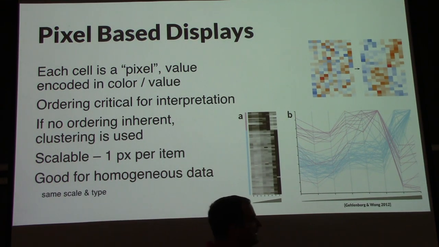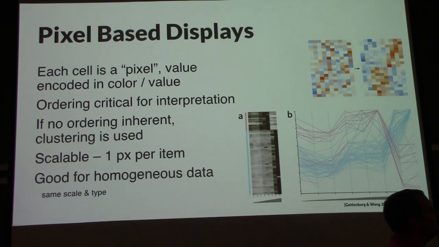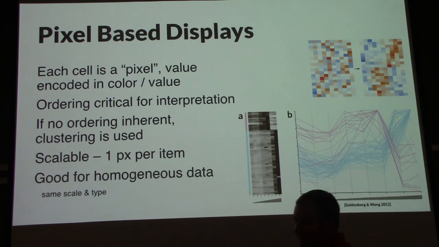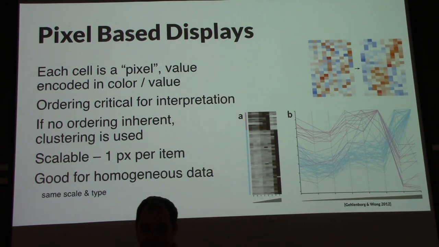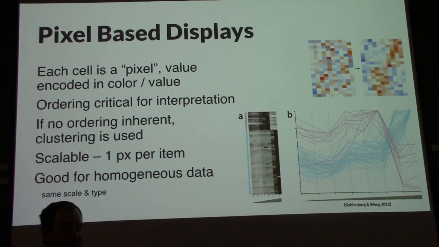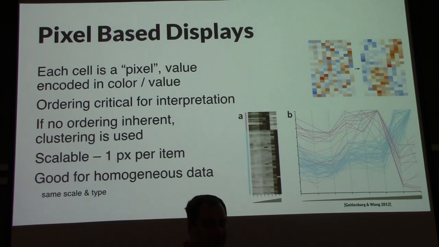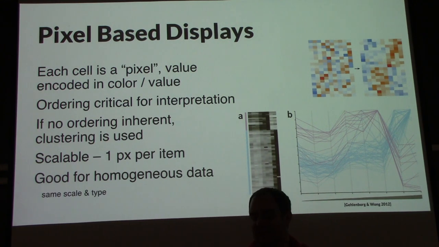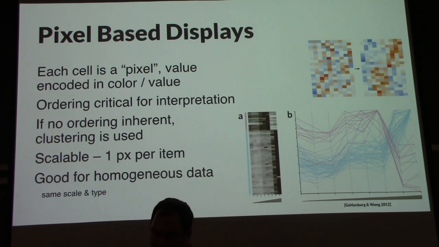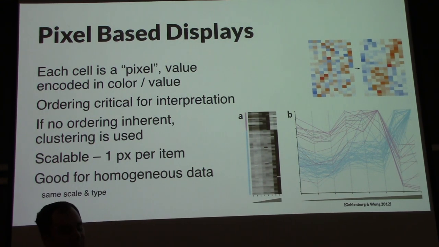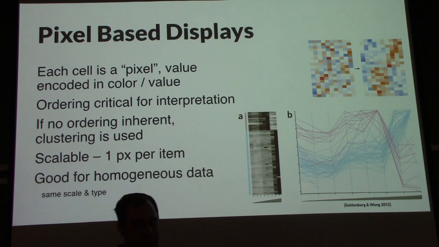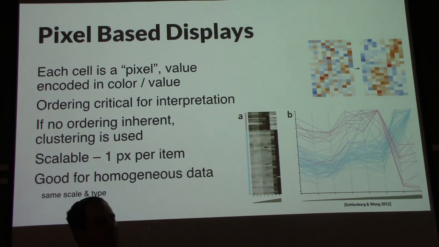So next I wanted to talk a little bit about pixel-based displays. Here, each cell is a pixel value. And here, as I mentioned, whenever we have these matrix representations, the ordering is critical for the interpretation. And if we don't have an inherent ordering, we usually use something like clustering or matrix reordering algorithms. The big benefit of these approaches is that it's very scalable. We have one pixel per item as the lower bound of what we can show. But it's only good for homogeneous data.